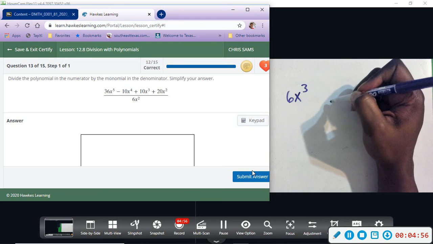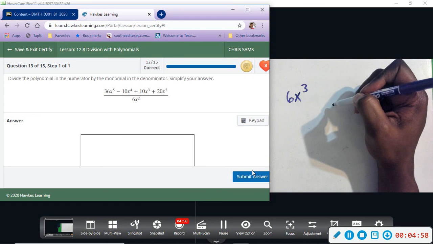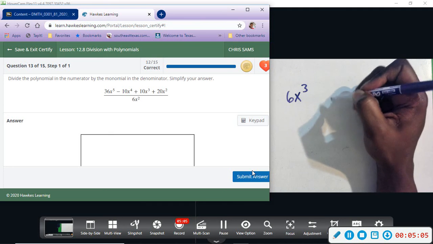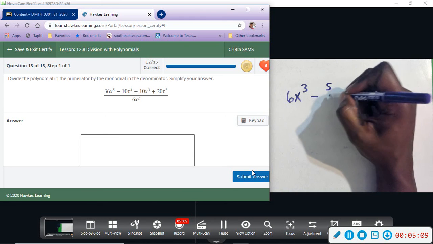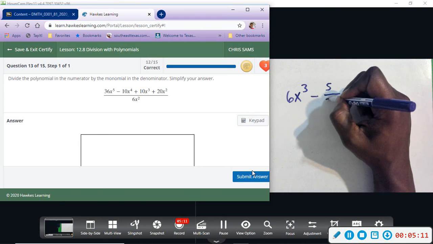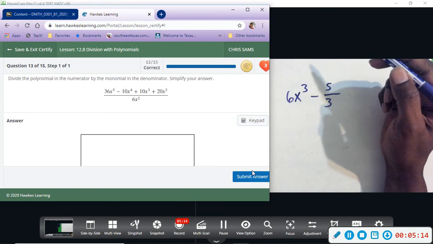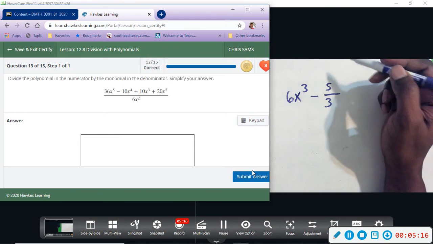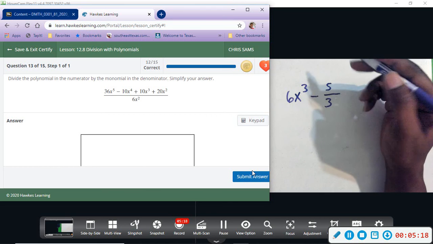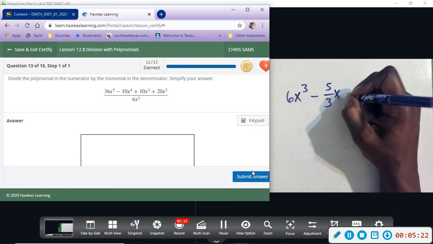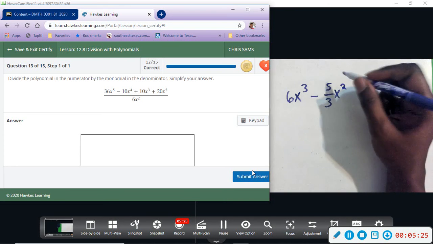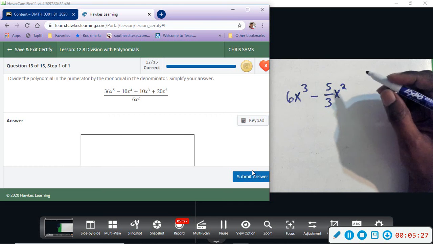Now the next term, the 10 and 6, both of those can be reduced by dividing by 2. So 10 divided by 2 is 5. 6 divided by 2 is 3. And then you have 4 x's on top, 2 on the bottom. 4 minus 2 will give you 2. So this will be 5 over 3 x squared. So I'm going to put it on the side. You can put it on the top or you can put it outside.